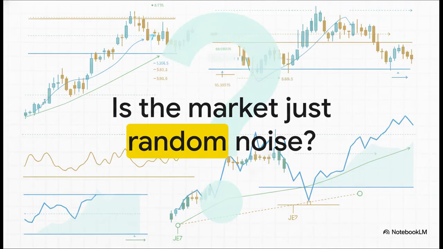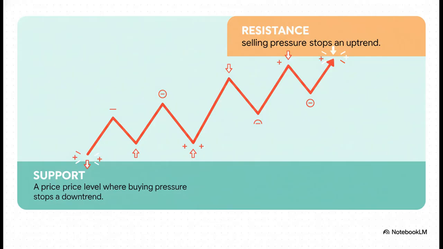So you've got to ask yourself, is the market just total chaos, or is there something else going on? Well, the answer is a hard no. It is not random. And over the next few minutes, we're going to peel back the layers and show you the market's hidden blueprint. We'll dig into why it forms, how you can actually draw it on your own charts, and, most importantly, how to use it to become a more strategic, more professional trader. Okay, so let's get into it.